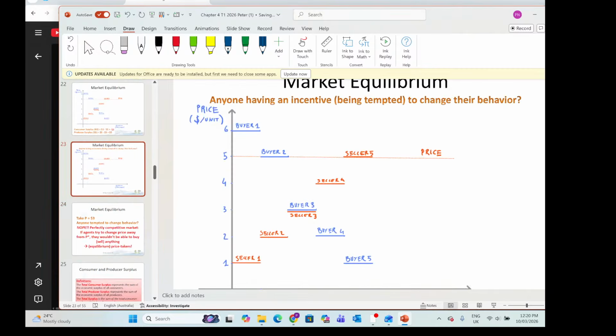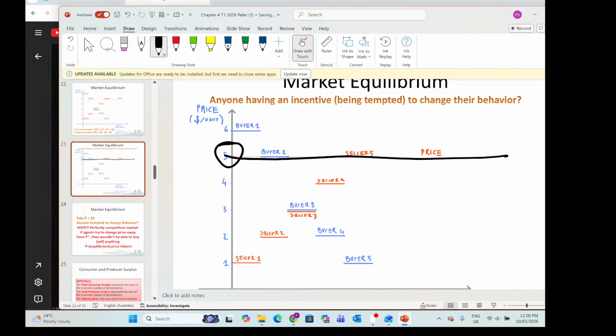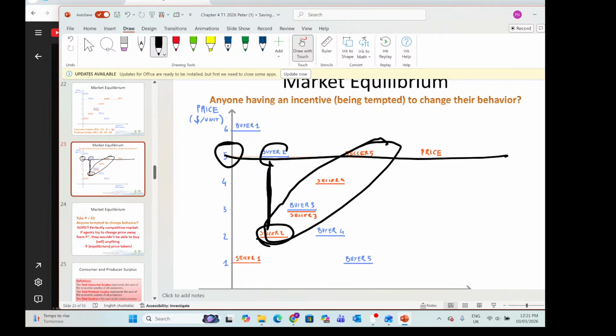And then we're just looking at what happens at disequilibrium. At disequilibrium, people are tempted to change their behaviour, because if the price is here at 5, then at this point, why are people tempted to change their behaviour at 5? Because at 5, the buyers are not tempted to change their behaviour, but the sellers are. Three sellers will drop out if the price is 5. So they're going to change their behaviour. They're not going to be in the market anymore.